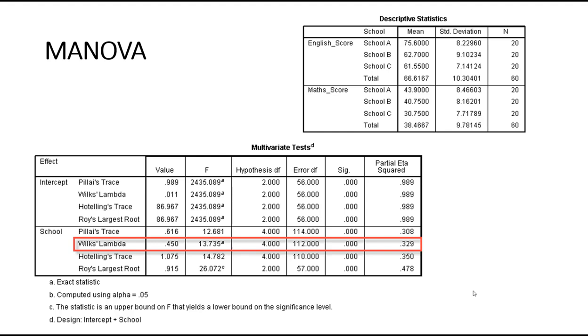each type of score. The multivariate tests table at the bottom left is where we find the actual result of the one-way MANOVA. Look at the second effect labeled school and the Wilks' lambda row highlighted in red. In this row, the Sig. column of 0.000 indicates that the one-way MANOVA was statistically significant at p is less than 0.001. We can conclude that students' academic performance was significantly dependent on which school they attended.